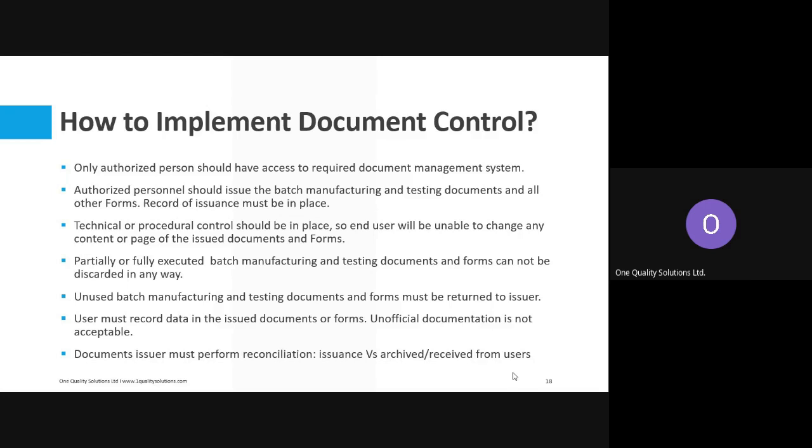In some organizations, I saw analysts or production personnel writing data on their hands, on tissue. That is also not acceptable. Writing data unofficially on tissue, or on the hand of the analyst or the production personnel, is also not acceptable.